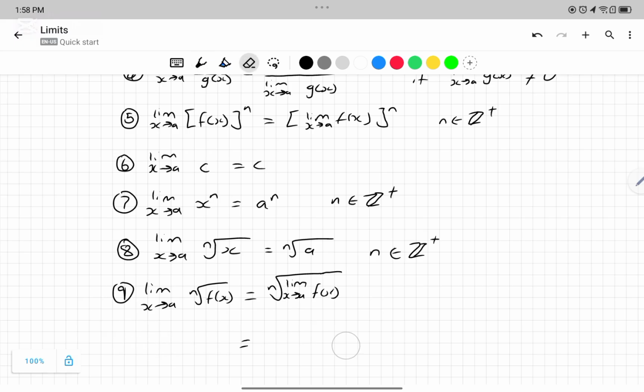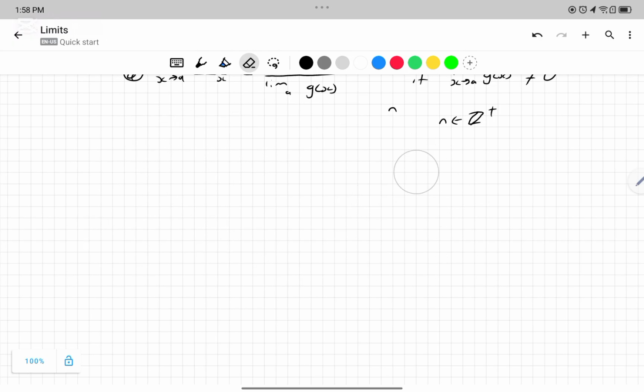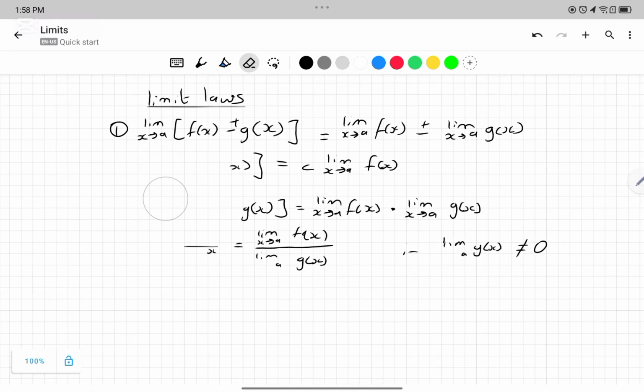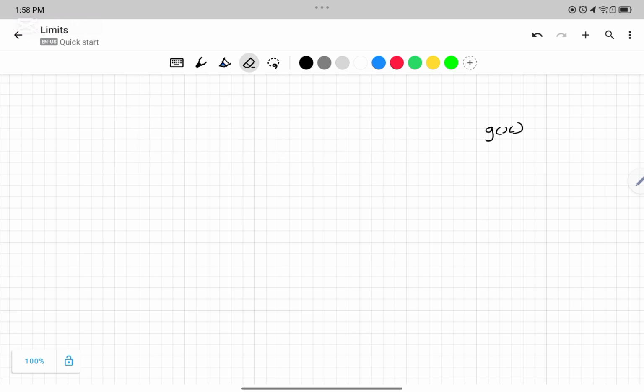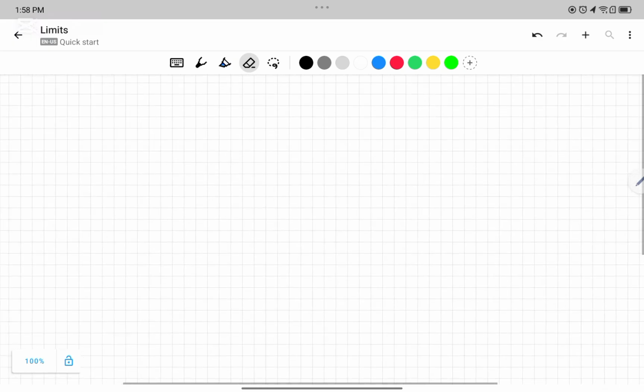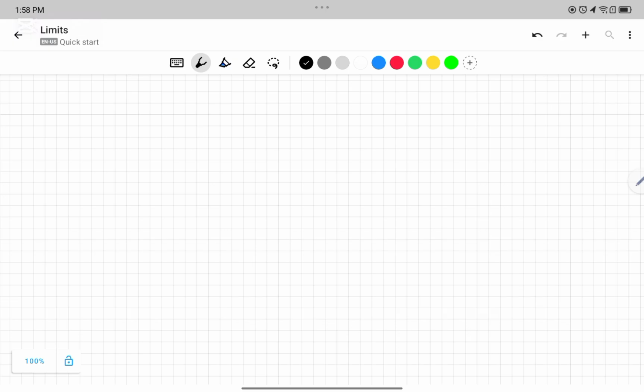So, given the following, the question is: evaluate the limit as x approaches pi over 4 of x squared sine x.